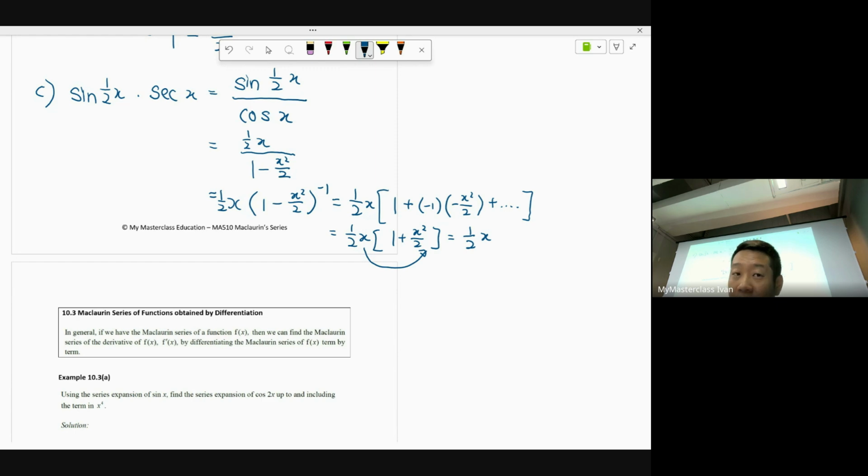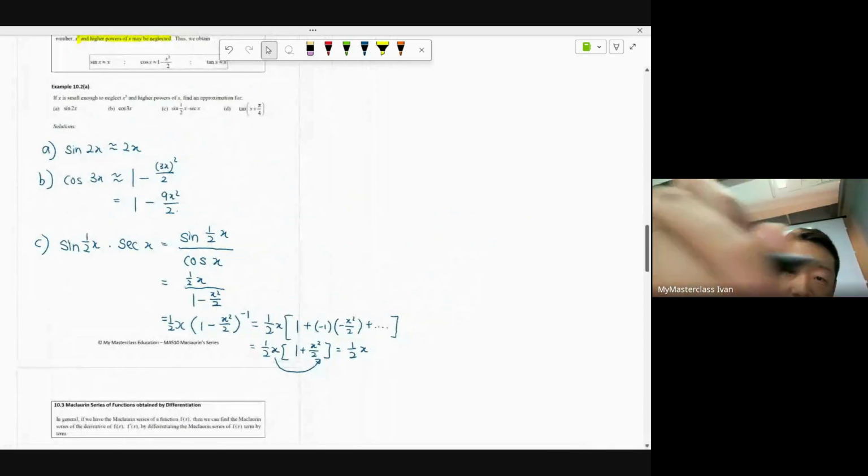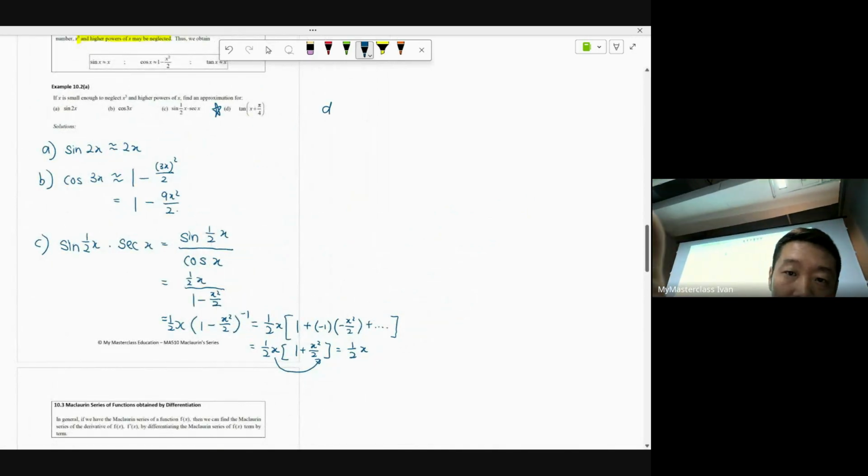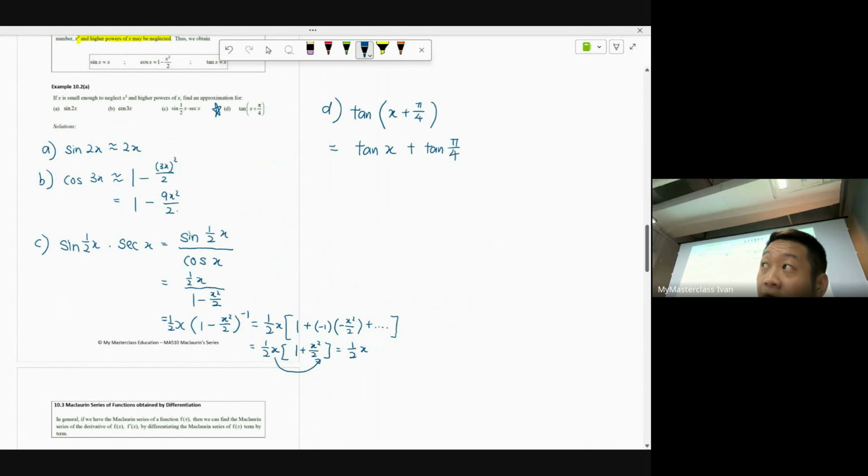Okay, Ken, and D, put a star there, very common question. You cannot replace the angle when there is a plus constant down there. So this is equal to tangent A plus tangent B over 1 minus tangent A tangent B. This is the addition formula, the tangent A plus B formula, which is given.